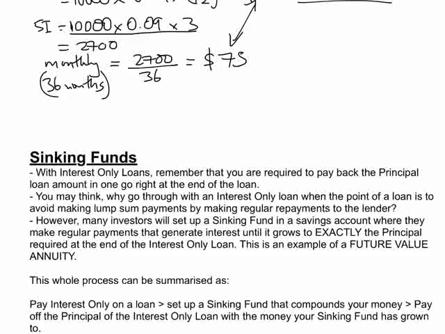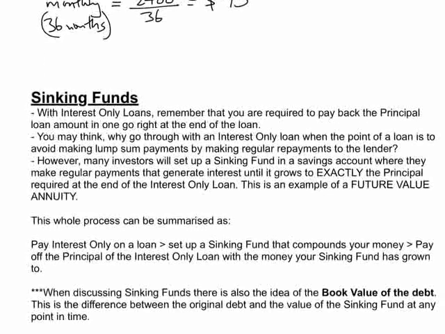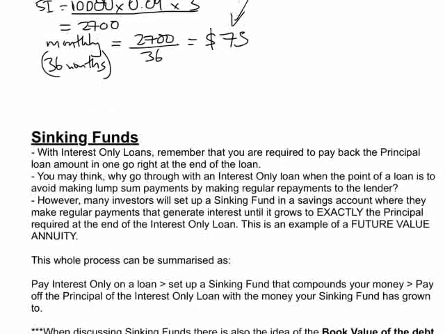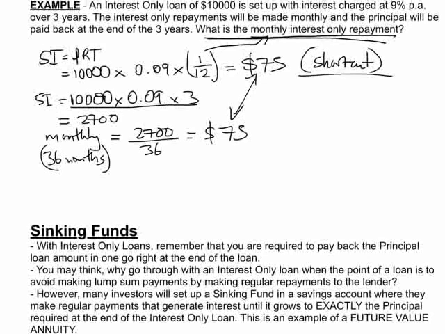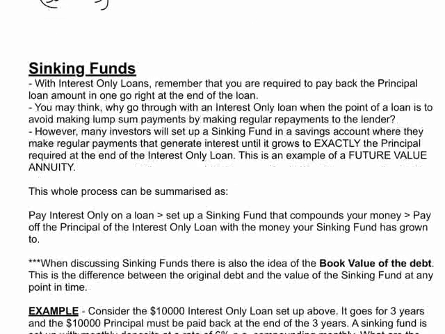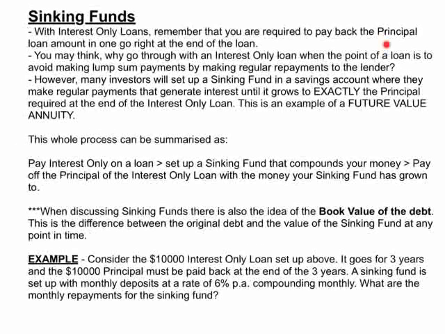Now we get to the idea of sinking funds. Just remember, with an interest-only loan, you're paying a lot less per regular payment, here monthly, because you're only paying the interest. But remember again that you have to pay back that principal in one go right at the end. So you might think right now, why would you want an interest-only loan when the point of a loan is to avoid making a big lump sum payment by making small payments to the lender?